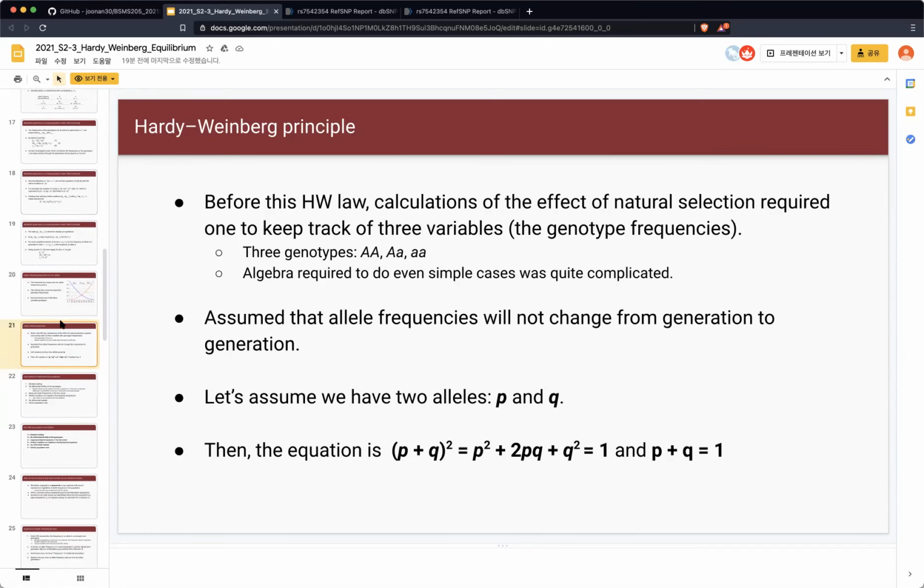So the assumption, as I mentioned, is that once you know one allele frequency, then you can easily trace back the other allele frequency in our population. That is easy and simple.